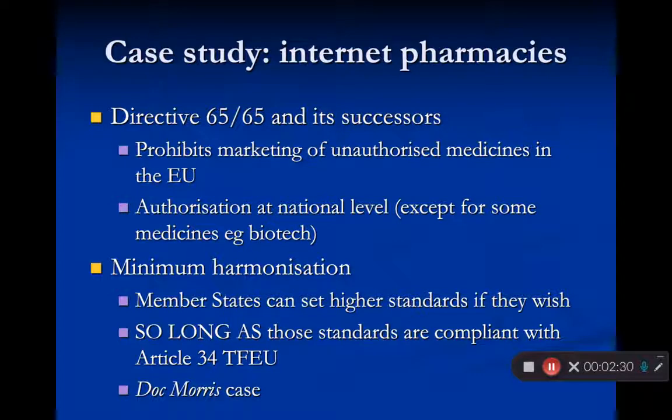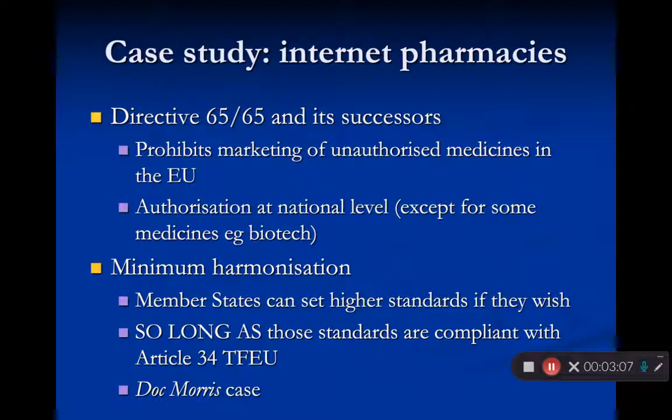What about if it's a minimum harmonisation directive, though, not a field-occupying one? This is illustrated in the case of the EU's legislation on marketing authorisation for medicines. So Directive 65/65 and a whole bunch of successor directives, known as the Community Code, prohibit marketing of unauthorised medicines in the EU. Authorisation happens in general, except for some medicines like in biotechnology, at the national level. But medicines have to be authorised at the national level if they are to be sold in the EU.